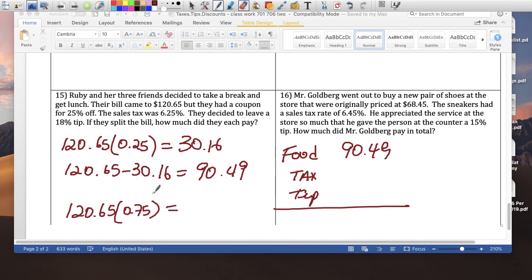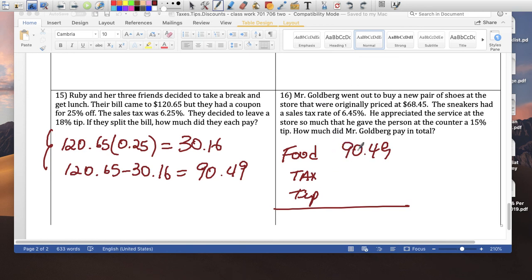And again, like I was saying before, you could have just done 120.65 times 0.75, and you would have gotten the same value, $90.49. So you can do it this way, where you're finding the discount and then subtracting, or going a more direct approach. Anyways, let me take this out so I'm not confused. We found what the food value is. So after the discount, your total came down to $90.49.